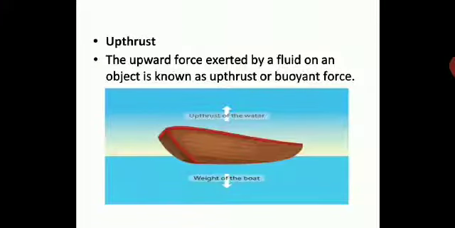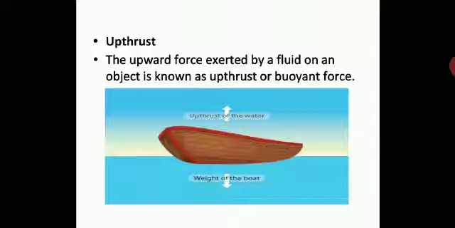Now, what is upthrust? The upward force exerted by a fluid on an object is known as upthrust or buoyant force. So that's why you can see over here the shape of the boat will give a very good upthrust in the water. Therefore, it will float on water because the shape of the boat gives the maximum upthrust to the boat.